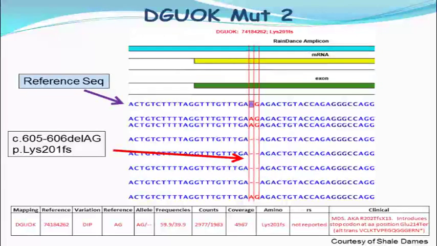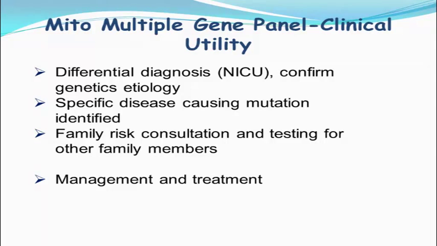Here is the second mutation, which is a 2 nucleotide deletion causing a frame shift mutation. The 2 mutations identified in the DGUOK gene have confirmed the diagnosis of the autosomal recessive mitochondrial disorder caused by the DGUOK gene. We're going to talk a little bit about the clinical utility of the mitochondria gene panel.